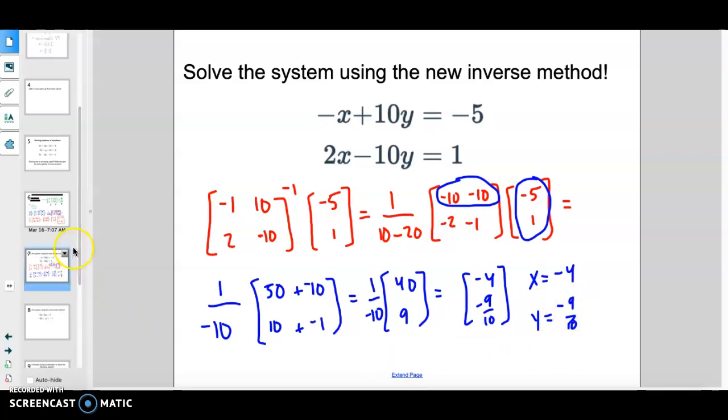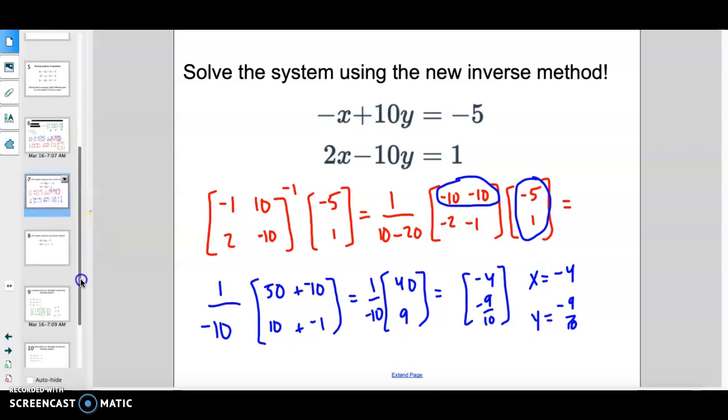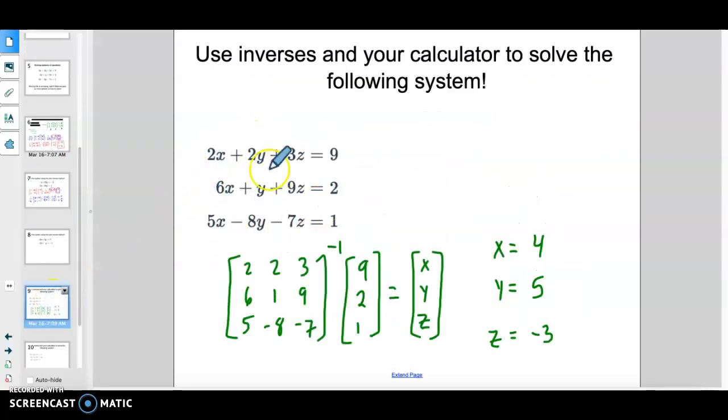All right, so that is how it's done if you just have an x and a y. Yes, you could have used elimination or substitution, but when you get to a problem like this, it's annoying to do elimination or substitution. Setting up that system looks the same. I took the coefficients from the left side, put them in a matrix, took the inverse of it, and multiplied it by the answer column. I would just type this into my calculator. That's how I got these values.